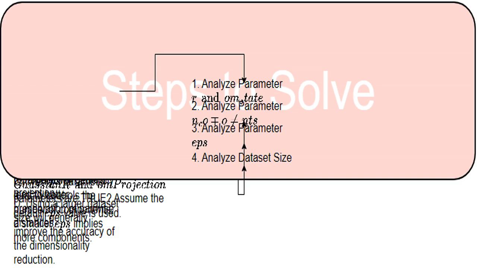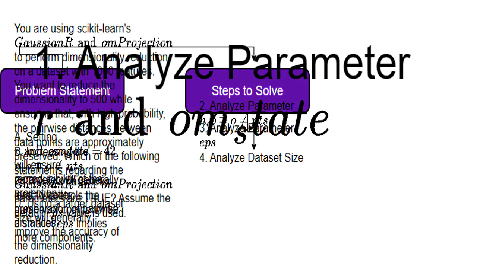This section guides the approach to solving the quiz problem. It suggests a step-by-step analysis of each parameter. The first step involves analyzing the impact of the _random_state parameter. As discussed earlier, this parameter controls the reproducibility of the algorithm.